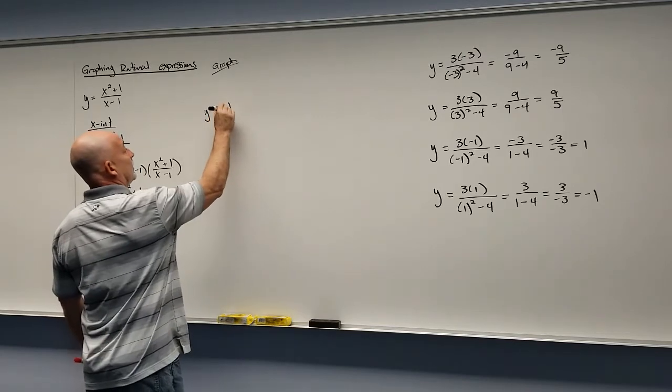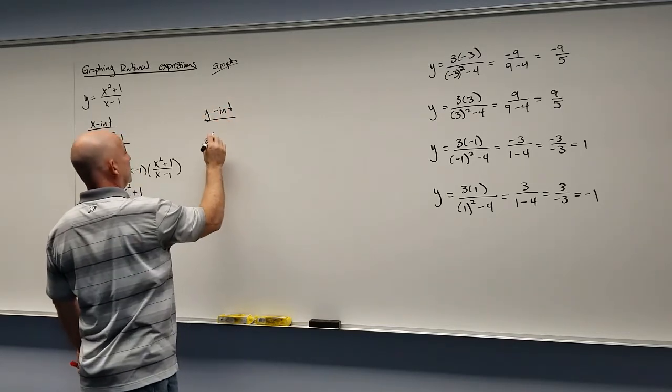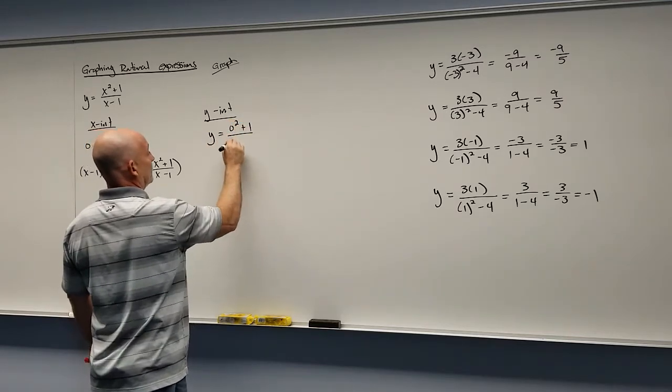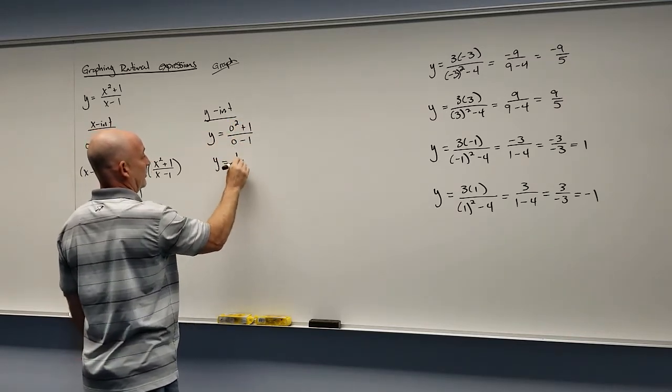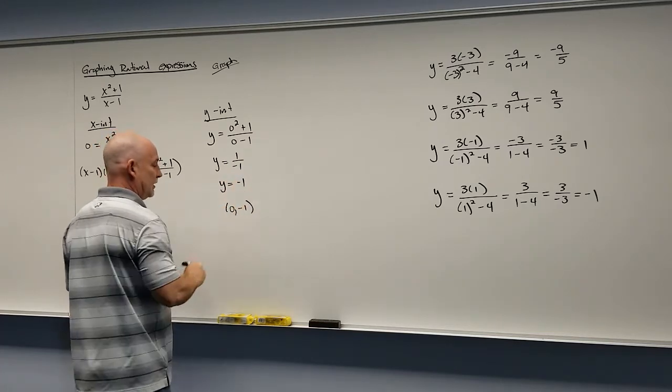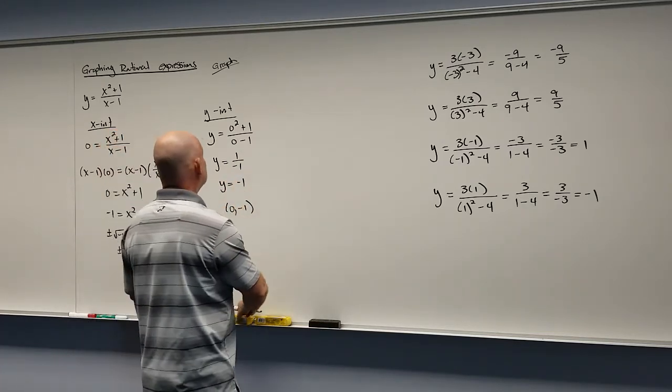All right, for our y-intercept, if we let x be equal to 0, we get 0 squared plus 1 all over 0 minus 1, which is just 1 over -1. Okay, so we do have a y-intercept, (0, -1).